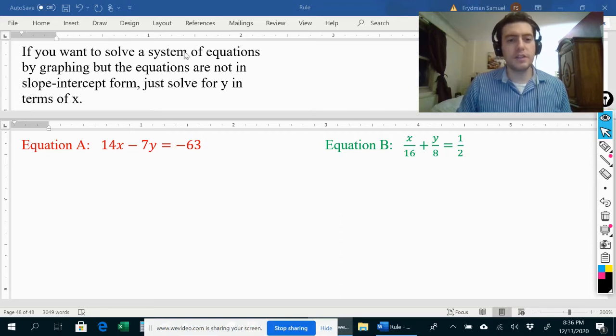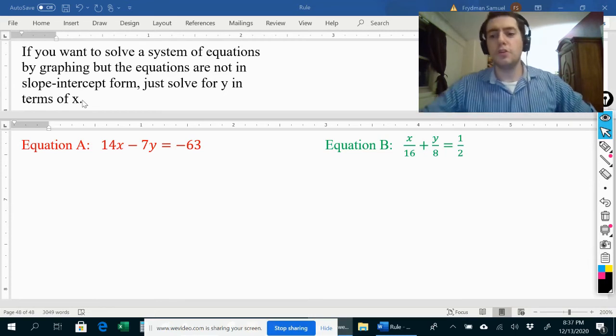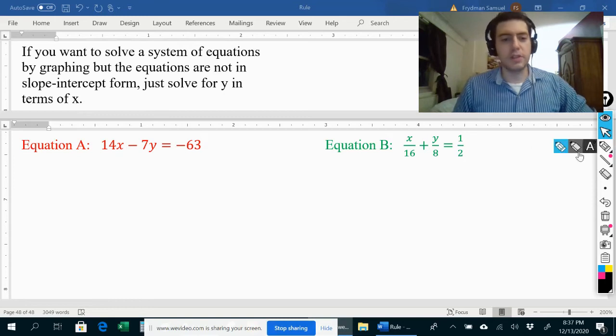If you want to solve a system of equations by graphing, but the equations are not in slope-intercept form, just solve for y in terms of x. That means just get the y alone on one side of the equation, and on the other side you have some expression with x in it, and then that is basically your slope-intercept form, and then you can just graph it easily from there. So let's look at some examples.